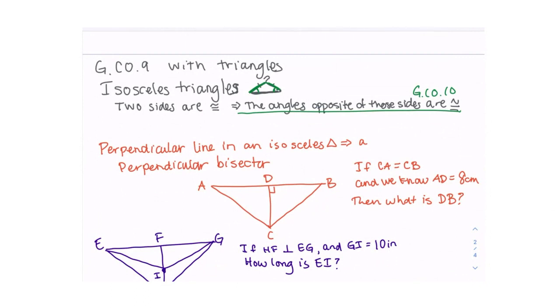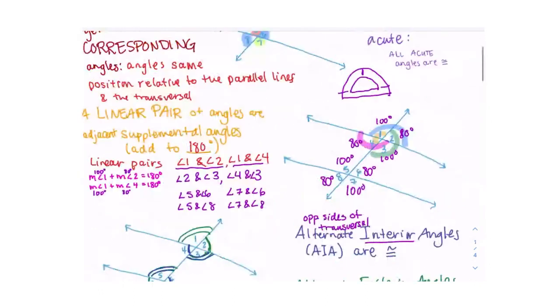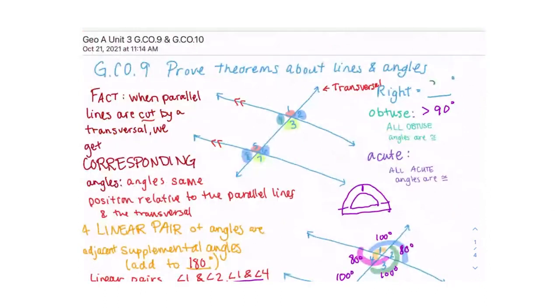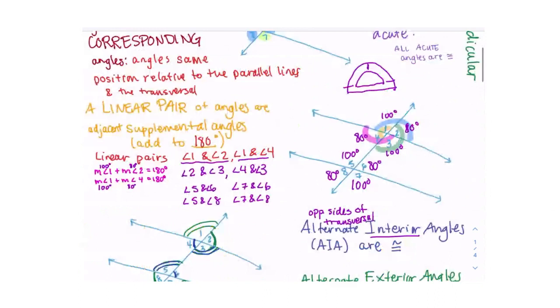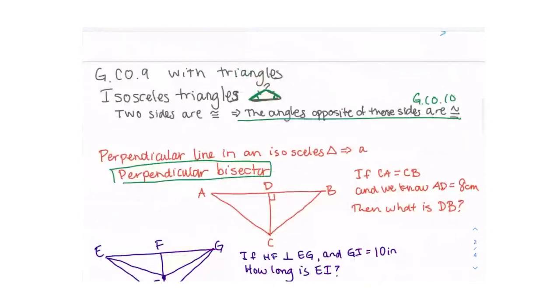Okay, next part. A perpendicular line in an isosceles triangle means that it's a perpendicular bisector. So this is the next part about lines, a perpendicular bisector. Perpendicular, let's go back up to my little thing I had up here. Right means 90 degrees, and another way of saying right is perpendicular. So I'm going to put perpendicular. So perpendicular is 90 degrees. So for a perpendicular bisector, I'm going to put 90 degrees right here. Bisector means split in half.